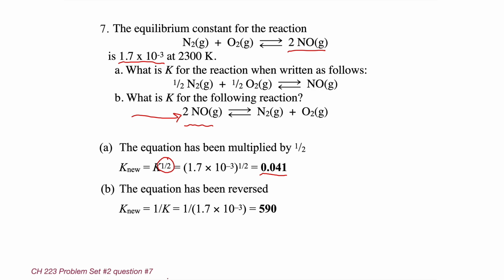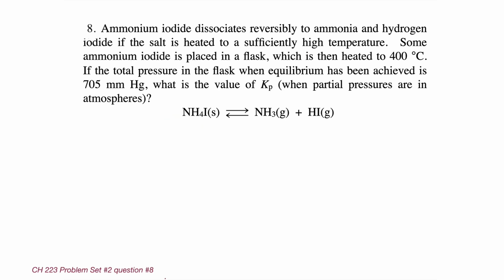We're all talking about the same reaction in the same way, because the K can be quite different, as you can see, depending on how people talk about it. Ammonium iodide dissociates into ammonia and hydrogen iodide gas if it's heated high enough. It's placed in a flask, heated to 400 Celsius, and the total pressure of the flask is 705 millimeters of mercury. And it says, what's the value of K sub P when this is done?